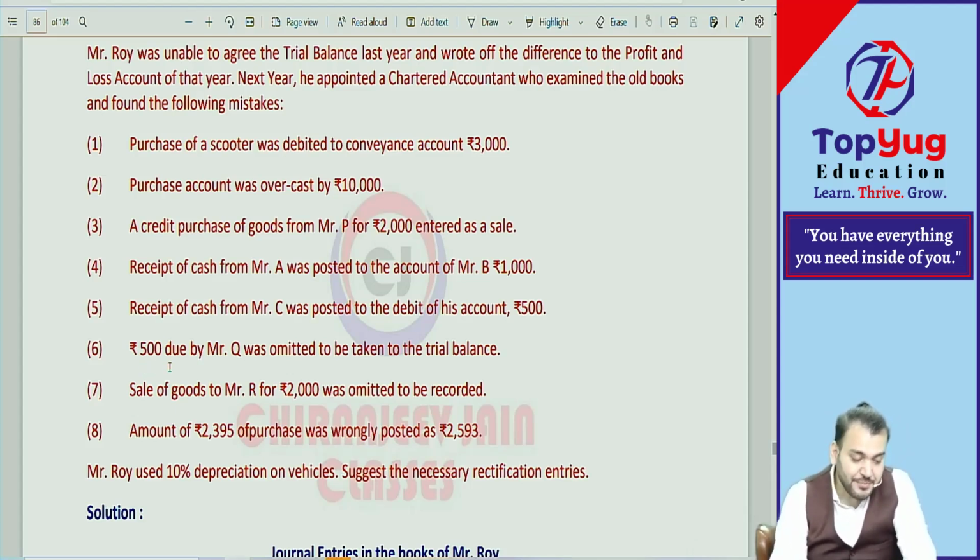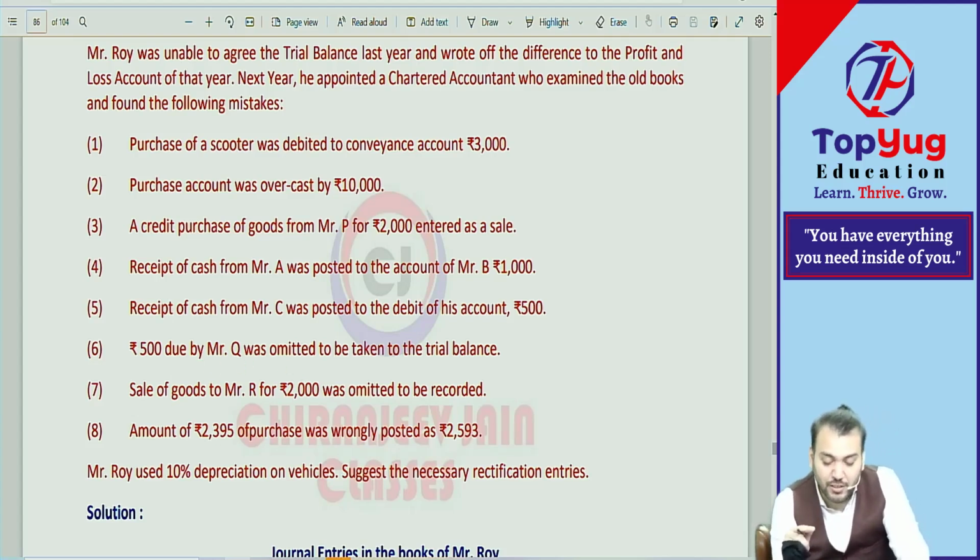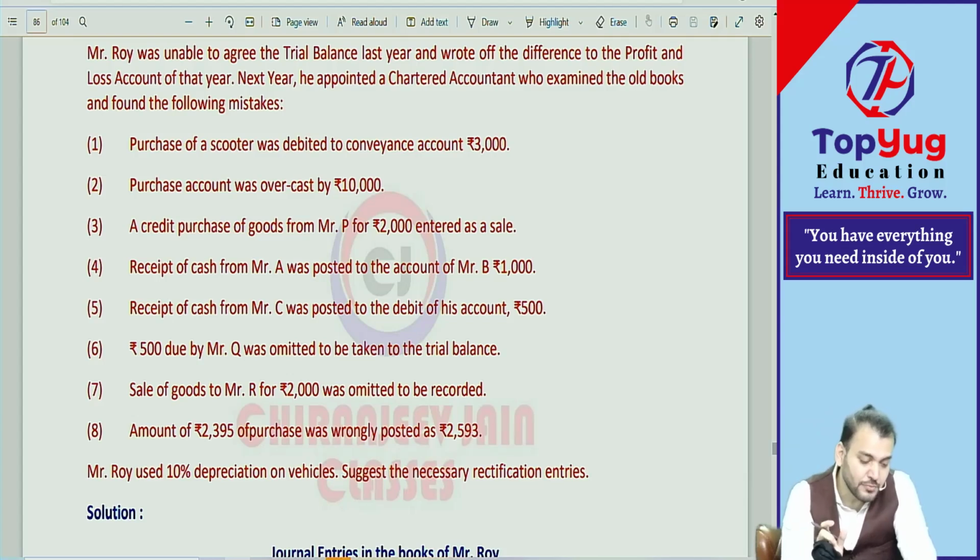Rupees 500 due by Mr. Q was omitted to be taken into trial balance. Was omitted to be taken to trial balance. Means can I say this was not taken into trial balance. So only Q is affected. Understood now? Mr. Q was omitted. I think point number 5 I have left over.